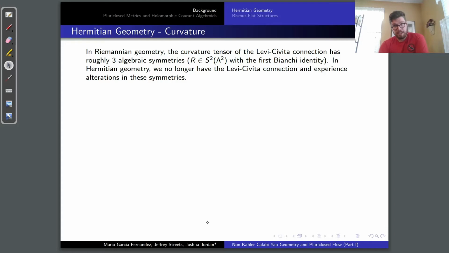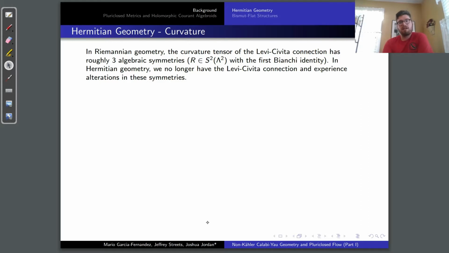So we've talked about connections. The natural thing after that is curvature. So in Riemannian geometry, the curvature tensor of the Levi-Civita connection has three algebraic symmetries. It's antisymmetric in the first two. It's symmetric with respect to swapping pairs. And you have this algebraic Bianchi identity. So that's about three algebraic symmetries, depending on how you count.